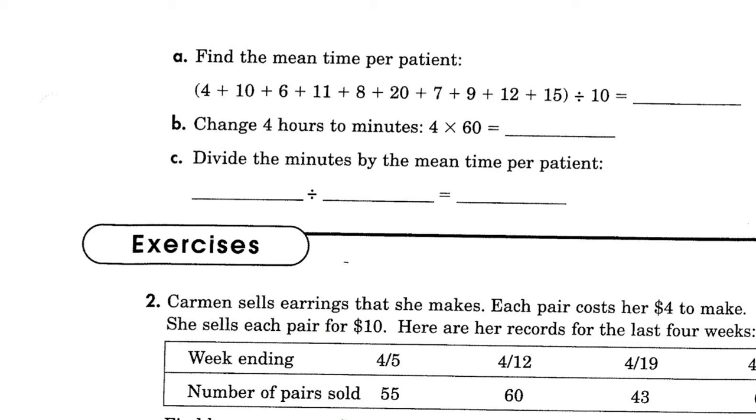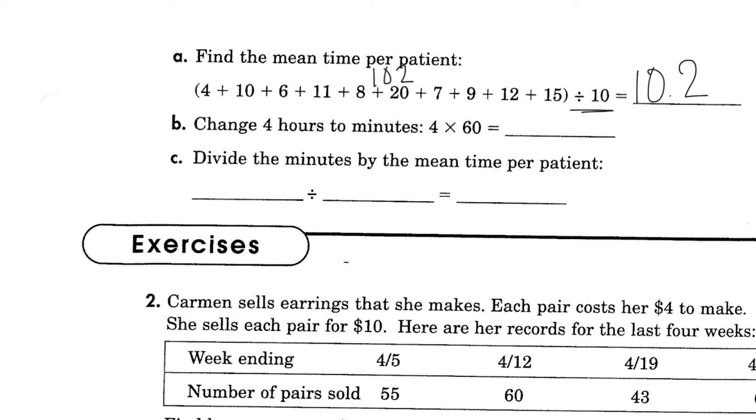So it says find the mean time per patient. So you're going to add this information up and then divide by 10. One of the things that I can't emphasize enough is add these numbers up twice. Well, when I added them up, I got 102. I re-added them, I got 102 again. So now I'm ready to divide by 10. And when I take 102 divided by 10, I get 10.2.